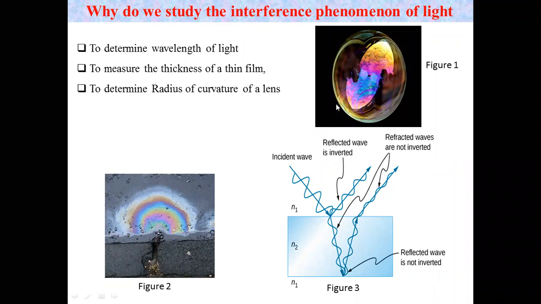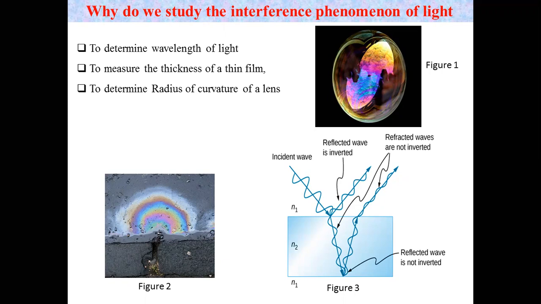Figure 1 and Figure 2 show a thin film of soap and oil. These films show different colors. Why does this film show different colors?